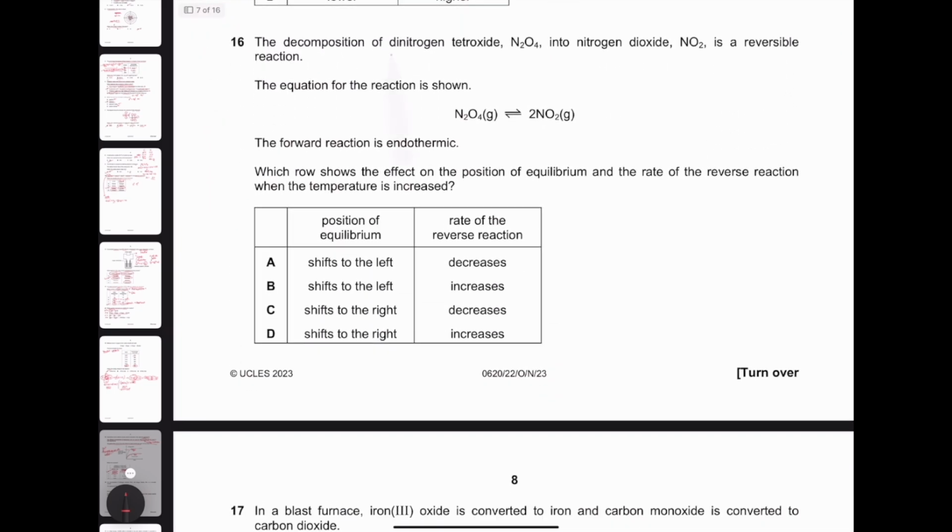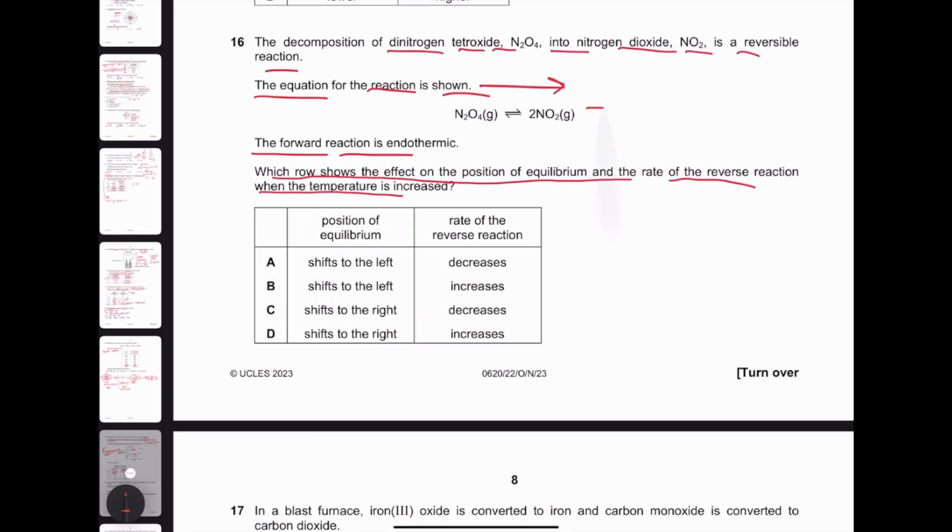The decomposition of dinitrogen tetroxide into nitrogen dioxide, NO2, is a reversible reaction. The equation for the reaction is shown. The forward reaction is endothermic. So if you're going forward, it is endothermic. Which row shows the effect on the position of equilibrium and the rate of the reverse reaction when the temperature is increased?